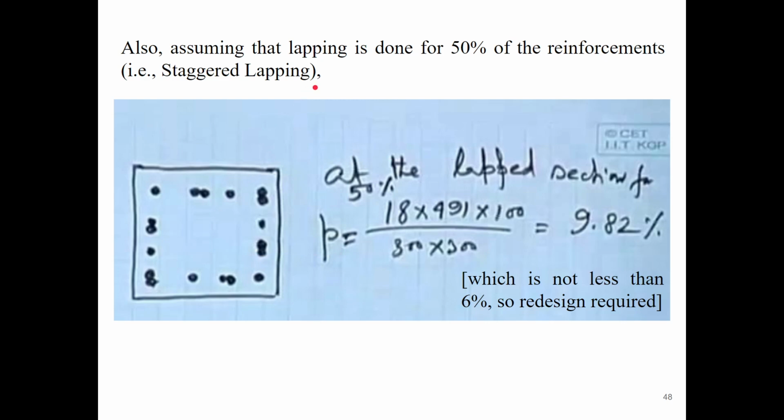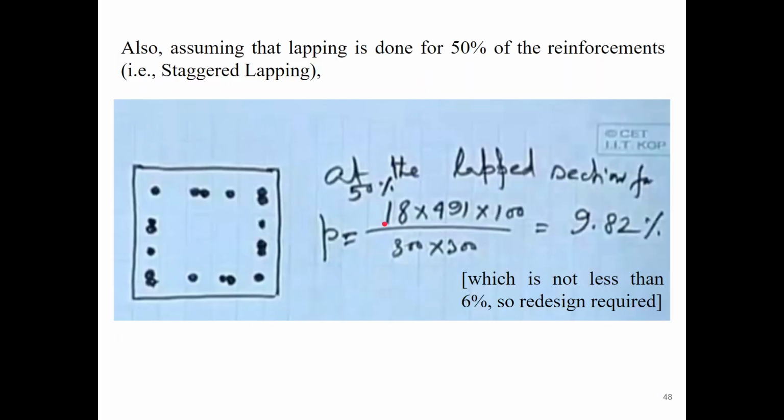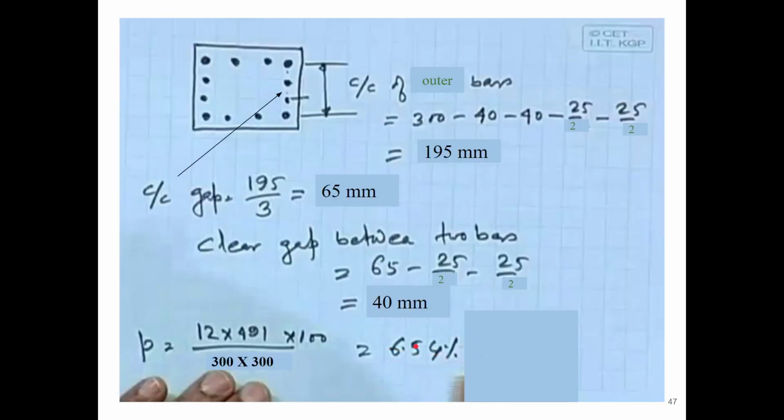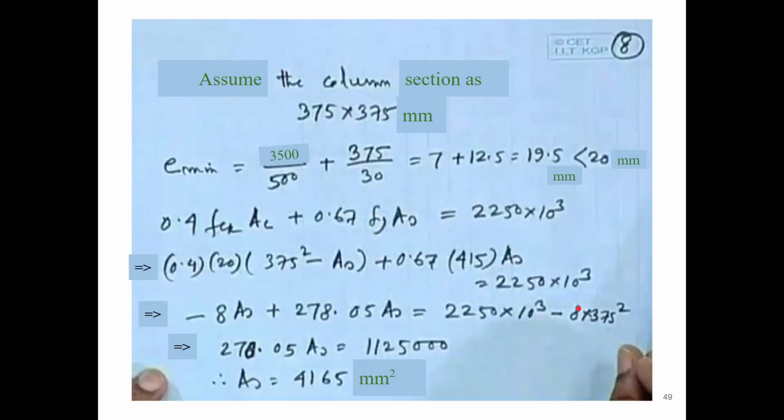So even if we do that, and the lapping is also done, then the P value will increase by 1.5 times, right? It was 12 in this case, so it will become 18, 1.5 into 12. So it becomes 18 into 491 into 100 by 300 into 300, which is 9.82. Already it was 6.54, which was greater than 6. Now multiplying by 1.5, it has become 9.82, which is not desirable. It is not less than 6%, so definitely redesign will be required, right?